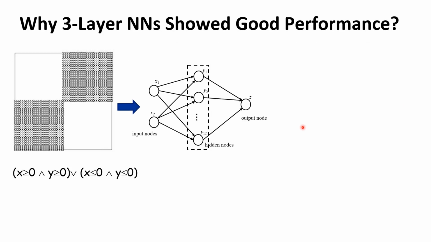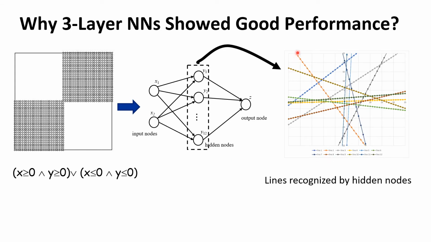To analyze the reason why the three-layer network also showed good performance, we have prepared this kind of learning data, which corresponds to this simple logical formula. And we have trained a three-layer network. This figure shows a line recognized by each hidden node after the training. And as you can see here, there are lines that are not related to this logical formula.